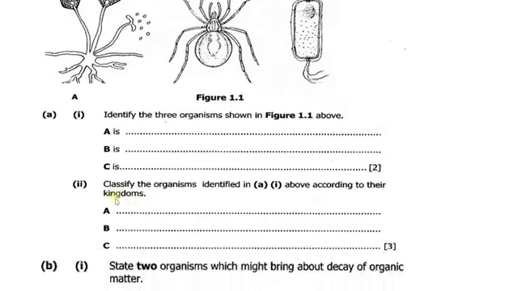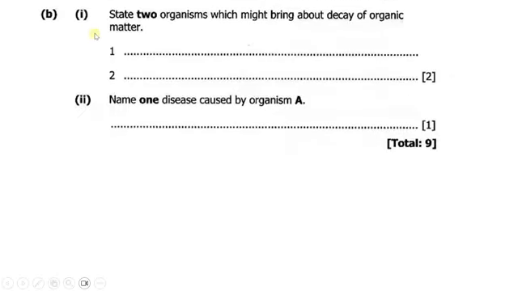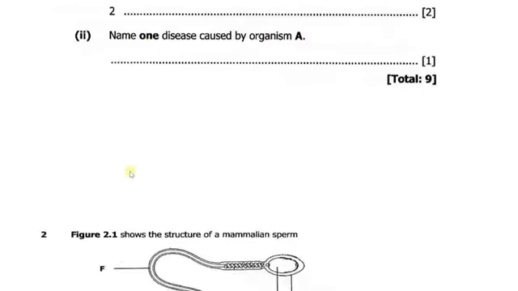Okay, so let's move. Then B part 1 says state 2 organisms which might bring about the decay of organic matter. So you need to give 2 organisms here. Then part 2 says name 1 disease caused by organism A. Okay, then we need to move.